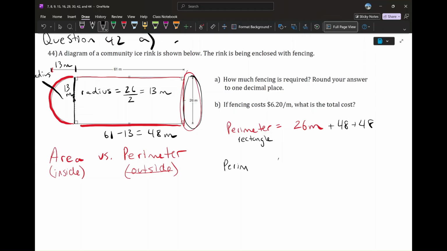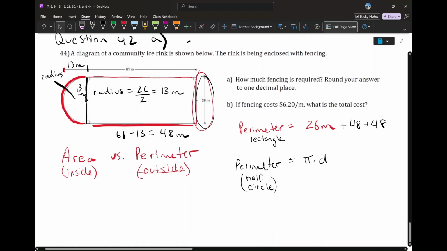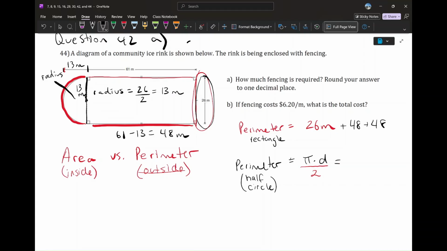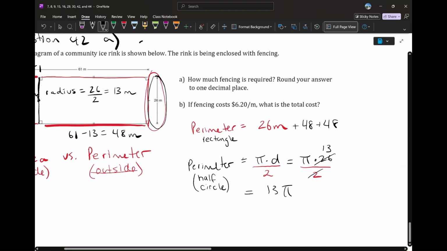But we also need to find out what's the perimeter of a half circle. So the perimeter of circle is pi times the diameter. And since we have a half circle, we're going to do divided by 2. So that's going to be pi times 26 divided by 2. So essentially we'll get 13 pi. So we can just add that to our top part.